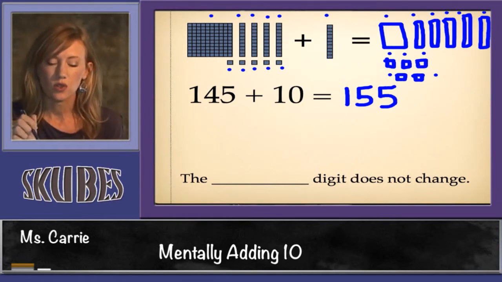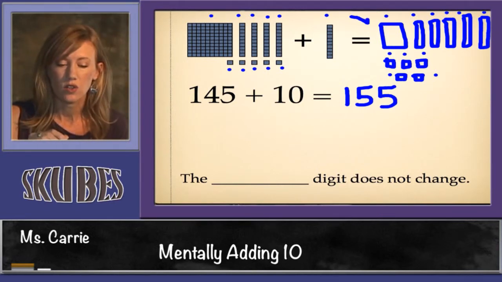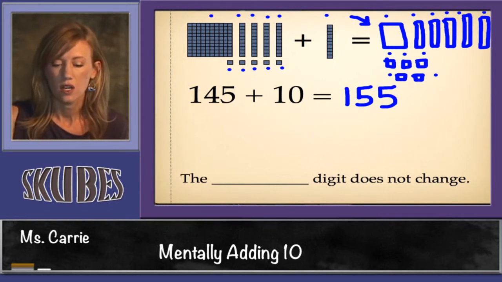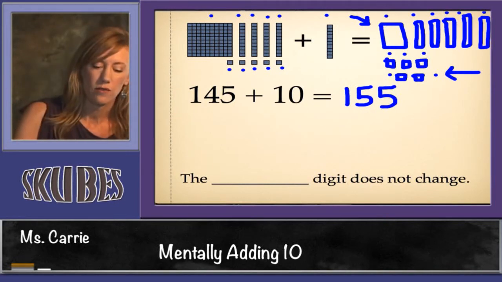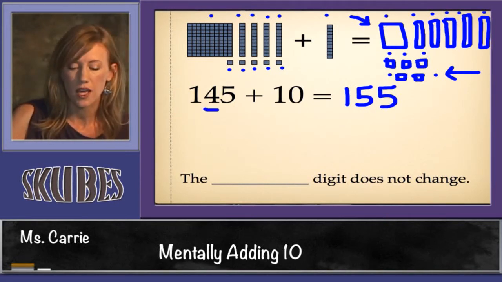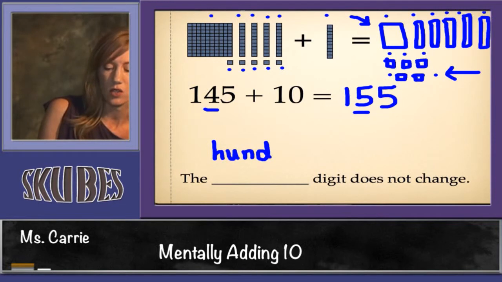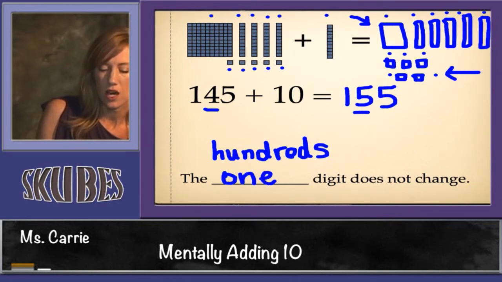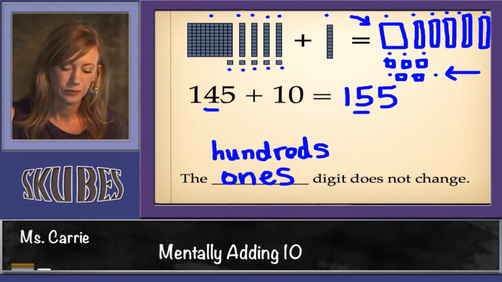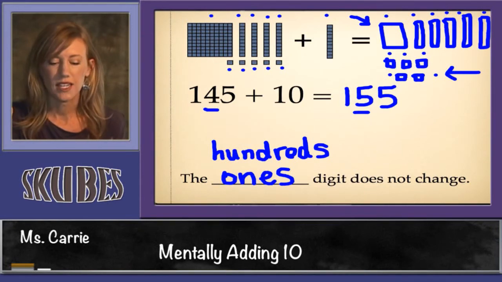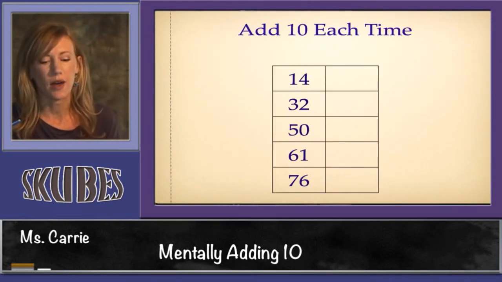If you'll notice in the picture over here, the 100s didn't change, the 1s didn't change, only the 10s changed. It went from a 4 up one 10 to a 5. So we said that the hundreds digit does not change when you add 10, and the ones digit does not change when you add 10. Let's see if we can mentally do this in our head now.